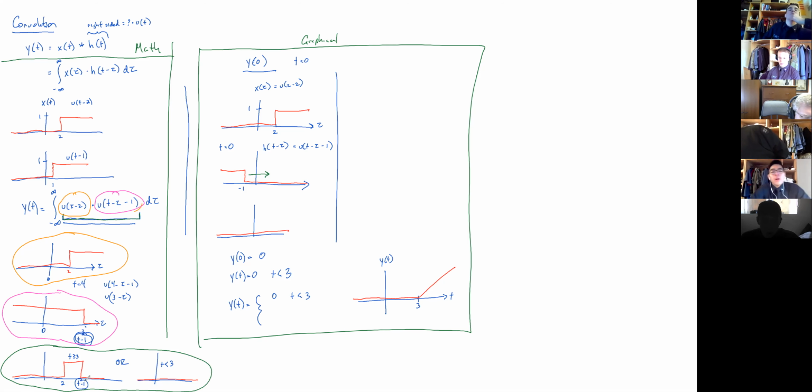So why is it t minus 1 over here? Because I'm multiplying orange times pink. So when I multiply orange times pink, I get 0 times 1 is 0. I get 0 times 1, which is 0. I get 0 times 1, which is 0. For time greater than 2, I get 1 times 1, which is 1. I get 1 times 1, which is 1. But now for time greater than t minus 1, I get 1 times 0, which is 0. So it's only going to be non-zero between 2 and t minus 1 when I multiply orange times pink. Is that clear?